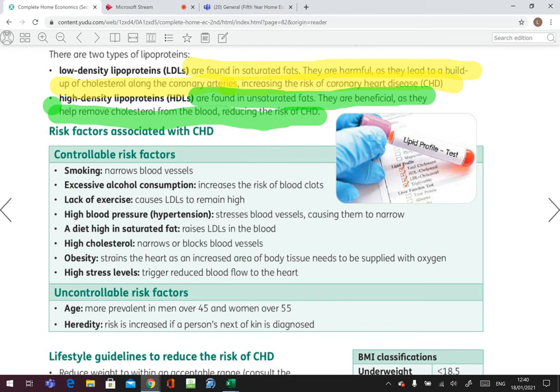If you eat a lot of saturated fat, it raises your LDL level in the blood, your bad cholesterol. And if you have high cholesterol, it narrows or blocks blood vessels. Okay. Obesity, so it comes back to last week's class, it strains the heart because an increased area of body tissue needs to be supplied with oxygen. And high stress levels, they reckon as well. This is a trigger which reduces blood flow to the heart.